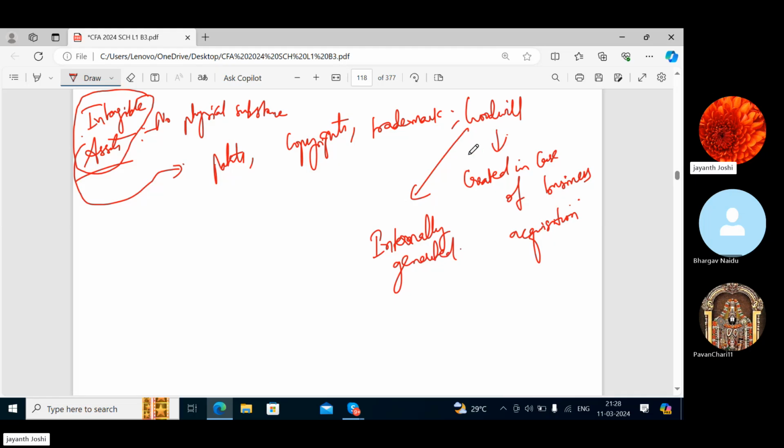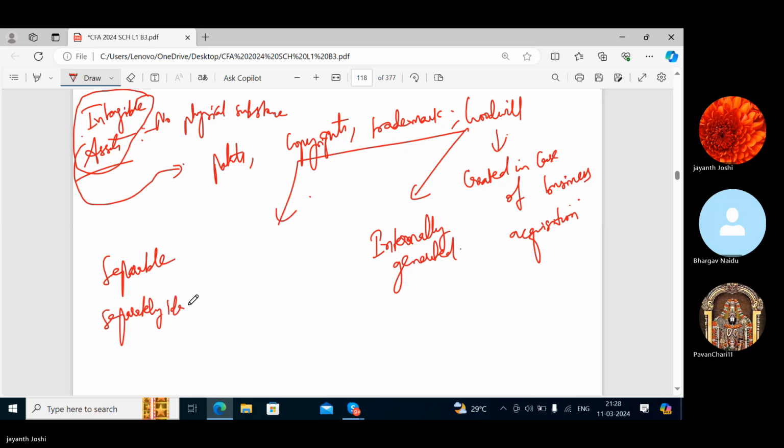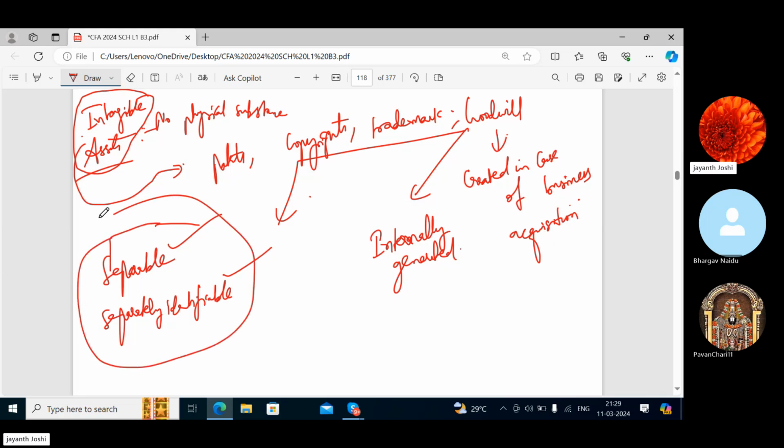First of all, goodwill, if it is inseparable and not separately identifiable, I am using two words. So let me go deeper. Any intangible asset which is separable and separately identifiable, that means the asset can be separated from the business and it can be sold in the market, all those kinds of intangible assets can be shown in the balance sheet as an asset.